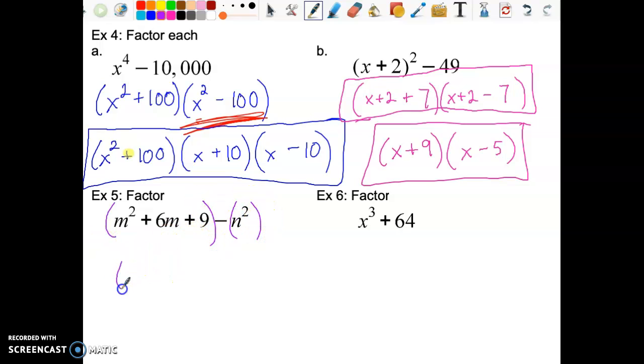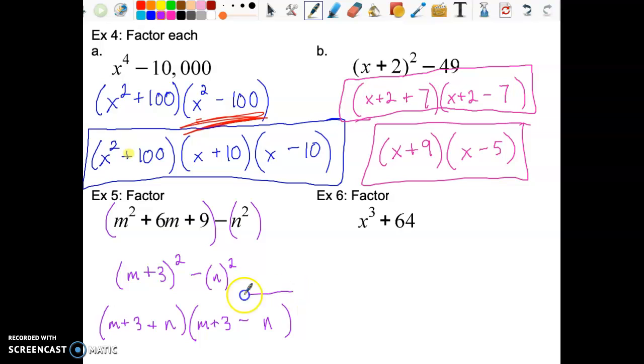But if you notice, they actually want you to think of it as a difference of squares. Why? The first 3, if you were to factor that, is m plus 3 squared. And then this is just n squared. So you can see from that you have a difference of squares. m plus 3, m plus 3, n and n make 1 plus, make 1 minus, and you have a good factored problem.